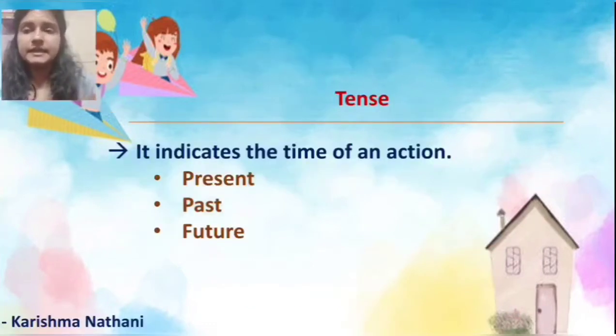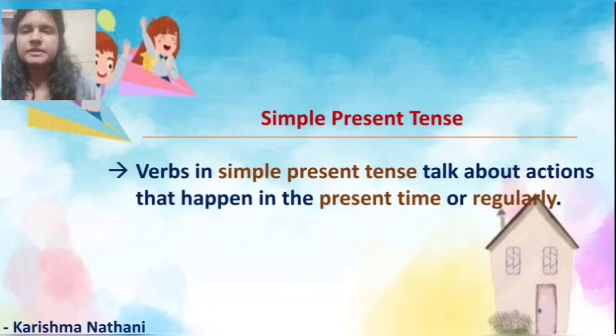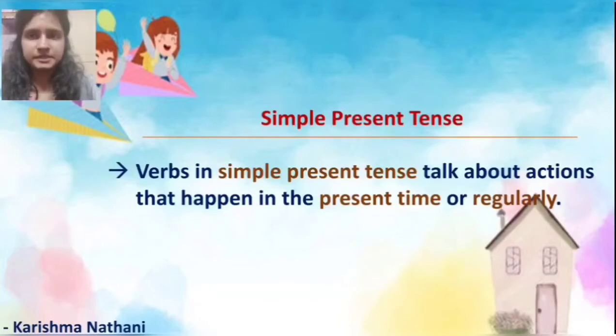Tense indicates the time of an action. Tenses are of three types: present, past and future tense. Present tense has a subtopic, which is simple present tense. Verbs in simple present tense talk about actions that happen in the present time or regularly.